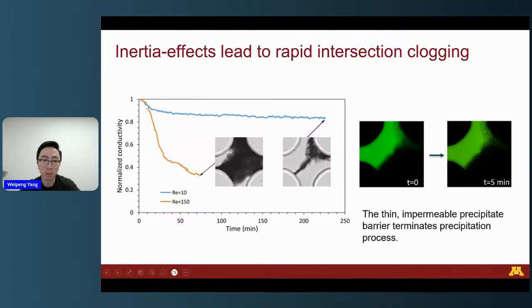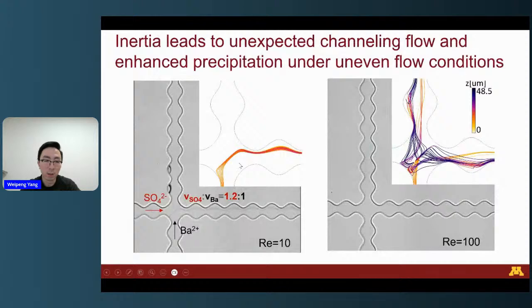But in contrast, for the high Reynolds number, we can see a very fast, dramatic decrease in the conductivity because of this kind of significantly enhanced localized clogging. So here we want to examine how the symmetry breaking can affect the precipitation pattern. So here we increase the flow rate from the left by 20% to induce a symmetry breaking.